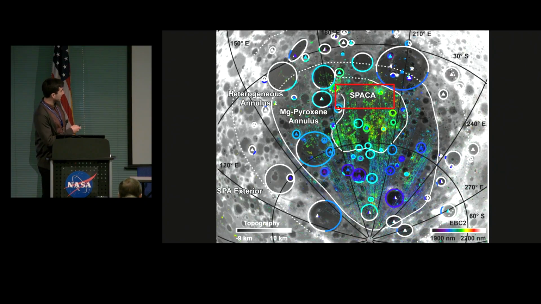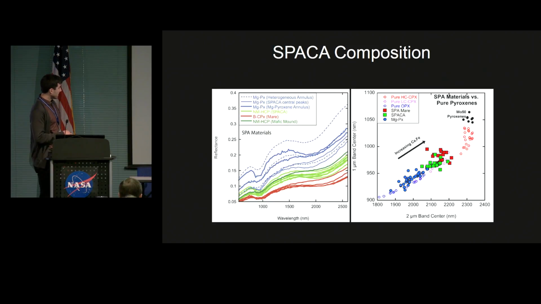When we look at SPACA in the middle of SPA, we see that the surface materials have a much different composition. Looking at the spectra on the left, and the pyroxene compositions as told by the 1 and 2 micron band centers on the right, we see that the SPACA materials, shown in green, are intermediate to the magnesium pyroxene noritic materials in blue and your typical mare basalts shown in red. So the SPACA materials are intermediate in terms of both the overall albedo as well as the pyroxene composition.